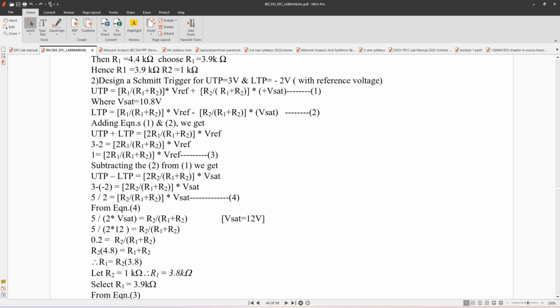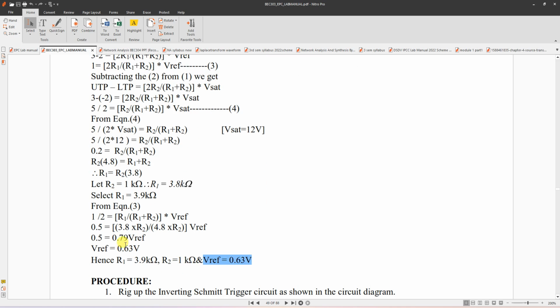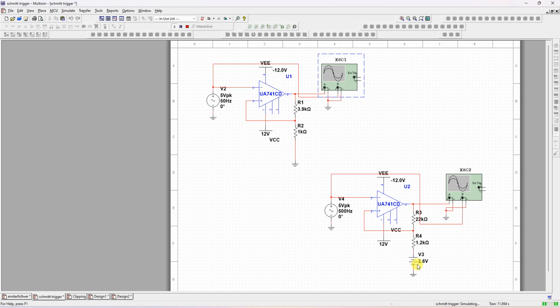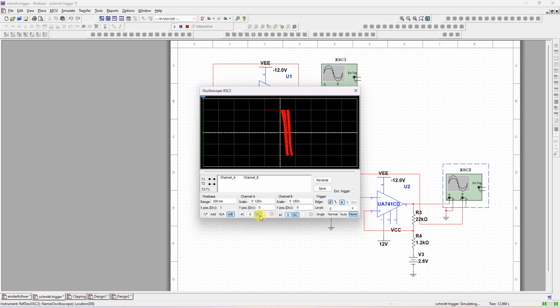Okay, let us see this for this UTP and LTP. You have to use this one. I think here reference voltage is different. Okay, in the circuit diagram, reference voltage is 2.6, and R3 is 22K, R4 is 1.2K. So for this, let us see what is the output. It is already running. So if I double click this, okay, we are getting the output.